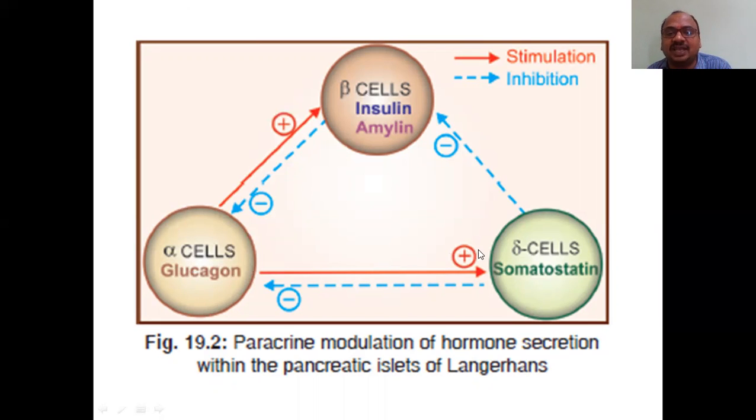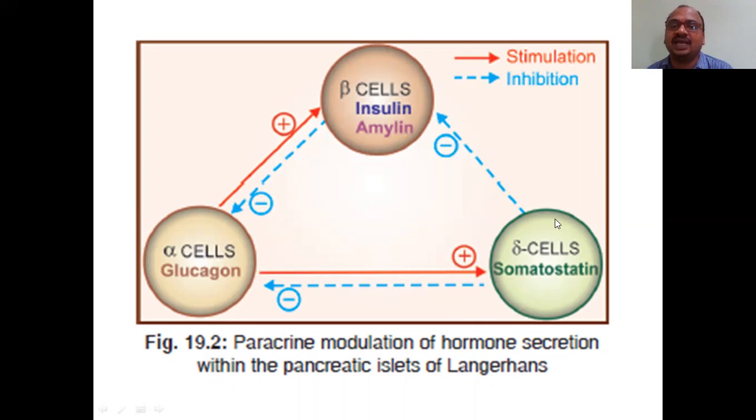In the same fashion, alpha cell is also stimulating the delta cells, whereas a delta cell inhibits the glucagon release, the alpha release. See how nicely. That means alpha cells stimulate both beta and delta, whereas delta and beta inhibit the alpha cell. It is just like one-sided. It is doing good for this, whereas it is doing bad for this. Like that you can remember.